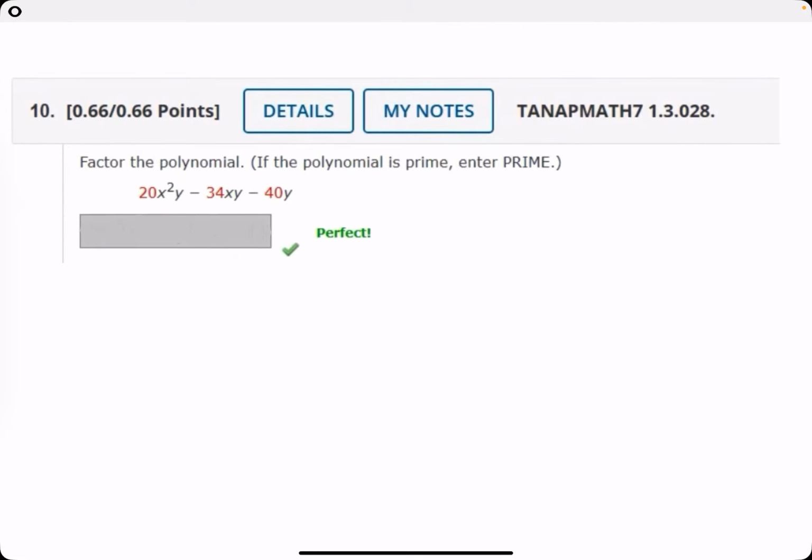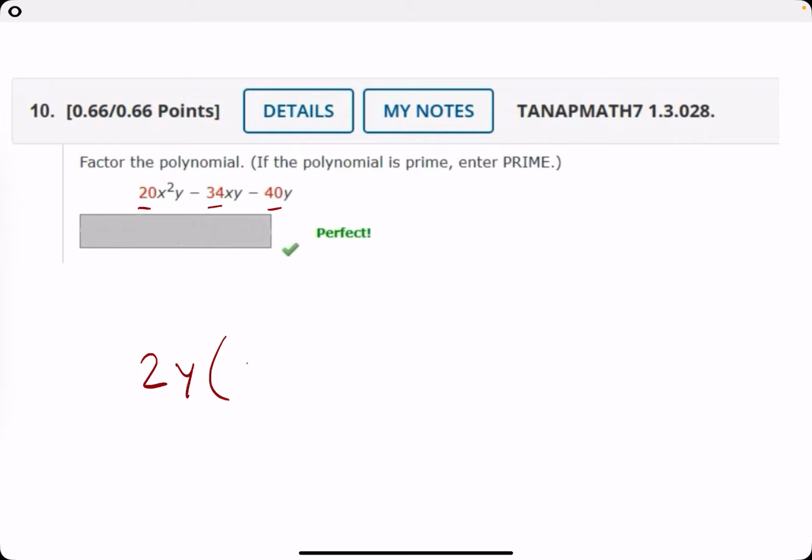Number 10, factor the polynomial. Once again, GCF first. So what do these have in common? Maybe a 2. Let's go 2. They all have a y. They don't all have an x, so we have to just leave it like that.